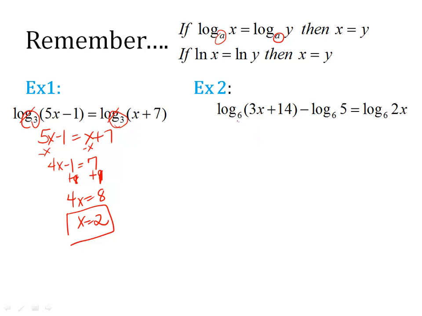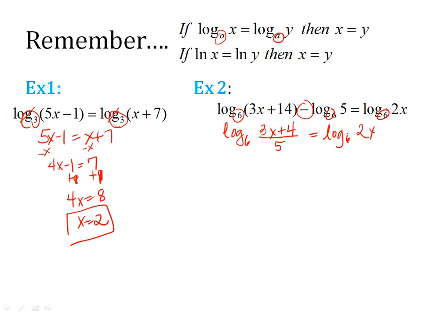Look at example 2 here. Log base 6 of 3x plus 14 minus the log base 6 of 5 equals the log base 6 of 2x. So thankfully, notice they're all the same bases. Also, what I want you to notice is there's a minus sign on this side of the equal sign. Remember the quotient rule. The quotient rule said if two things are being divided, you can separate them with a subtraction sign. So I'm going to condense this down, since they're the same base, to log base 6 of (3x plus 14) over 5. That's good old quotient rule at work, equals log base 6 of 2x.